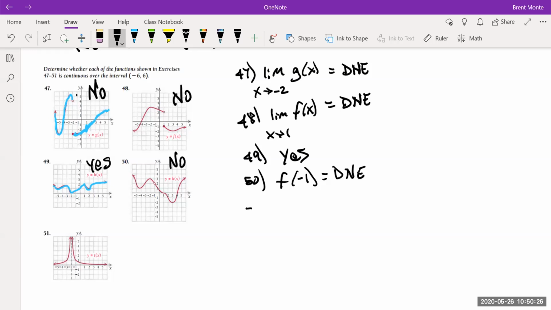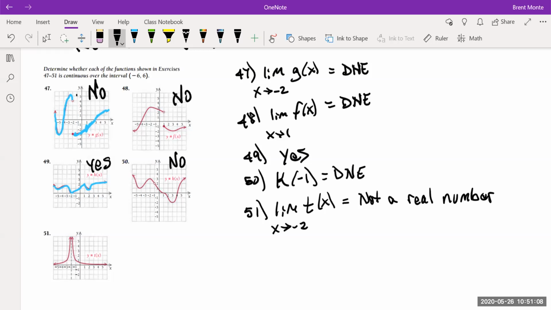And then if we look down at this last one, 51, the limit doesn't exist at -2. They're both going up to infinity, so we may say the limit's infinity, but it's not a real number. So here, the limit of t of x, on 50, I called that f, but that's actually a k, isn't it? Let's clean that up for correctness. So the limit of t of x as x approaches -2, let's just say not a real number. Again, I don't know if our author says does not exist or infinity, but it's not a real number.